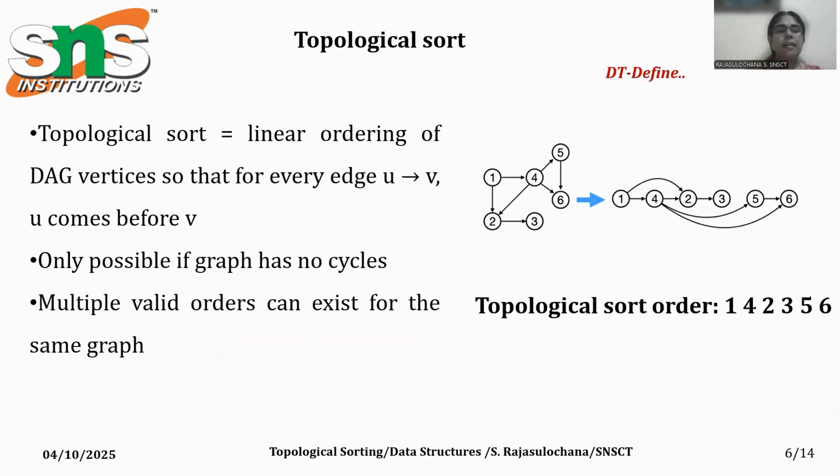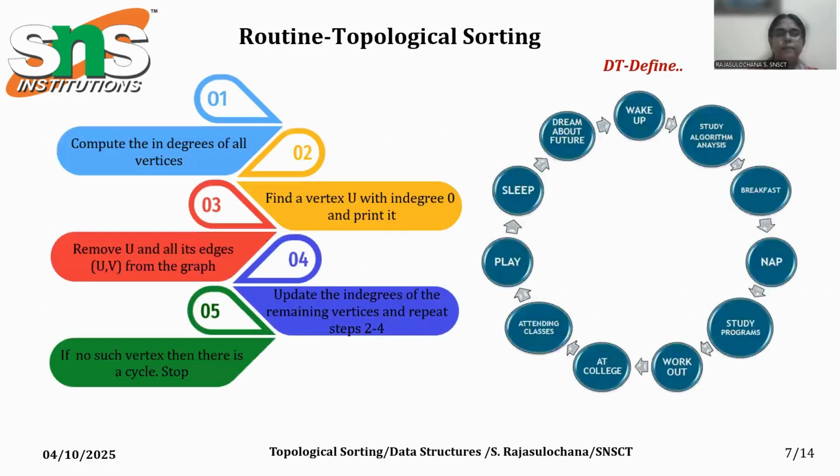Now let us define what topological sorting is. It is a linear order of vertices in a directed acyclic graph such that for every edge from u to v, u comes before v. So this topological sorting is possible only if the given graph is a directed acyclic graph. If there are cycles, topological sort cannot be done. For a given graph, you can have more than one topological order.